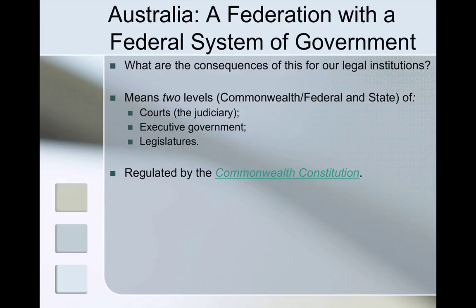So, what are the consequences of the fact that Australia adopted a federal system of government all the way back in 1901? What this means is that we have two levels of government. We have the Commonwealth or federal government, and then we have the various different state governments. And within each of those levels, there are those three branches of government. So we have Commonwealth or federal courts, Commonwealth or federal executive government, and Commonwealth or federal legislature. We also, though, have state courts, the various state executive governments, and the various different state legislatures. So, two levels of government divided between these three branches of government. And all of this is regulated by the Commonwealth Constitution.